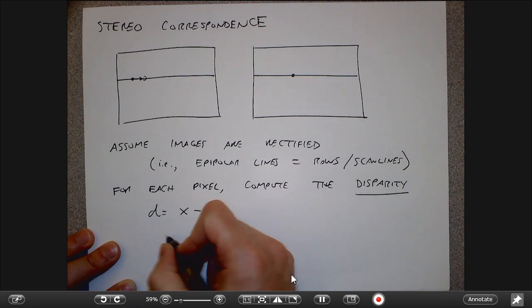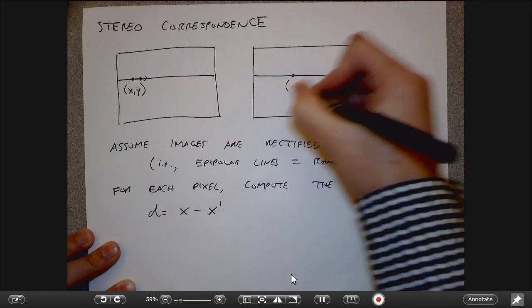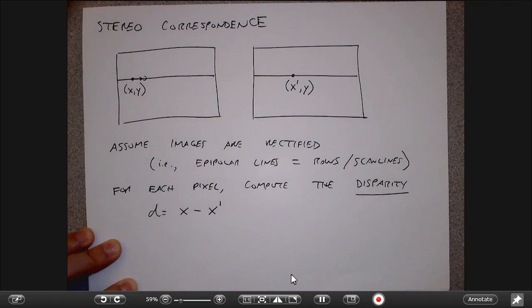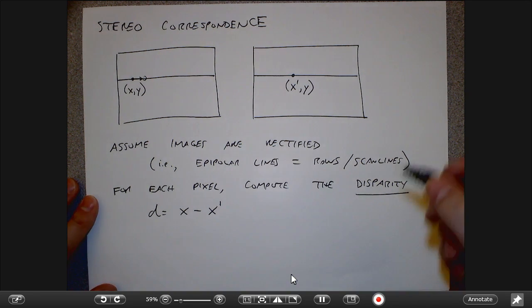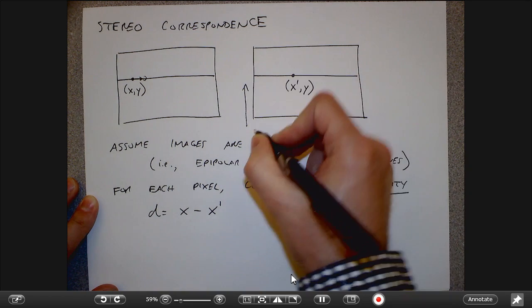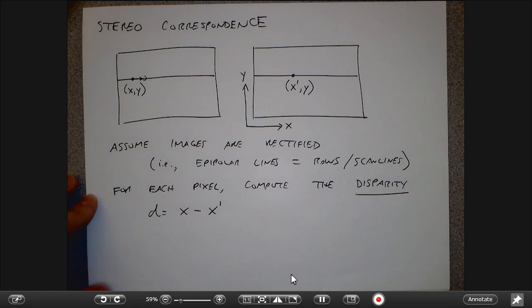That's like saying that in image 1 we have x comma y, and in image 2 we have x prime comma y. The y's are the same because we've assumed that everything is rectified. That means that every row of the first image corresponds with the corresponding row in the second image. I'm using a Cartesian coordinate system where this dimension is x and this dimension is y, so since the y's are equal, they occur on the same row.